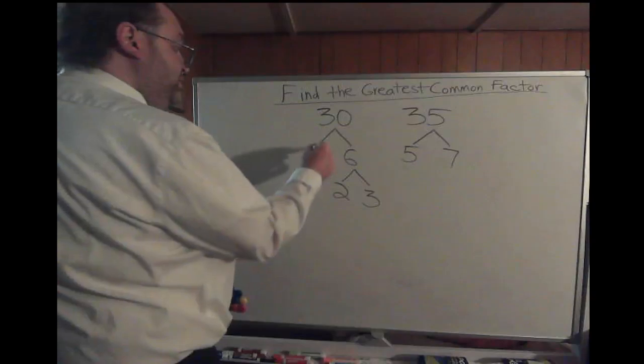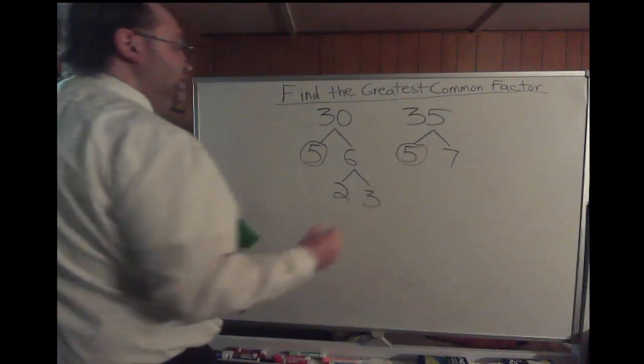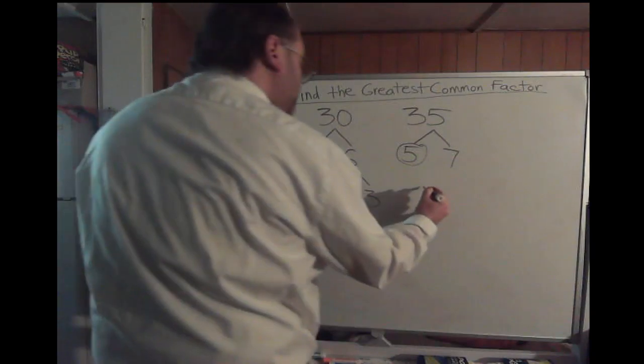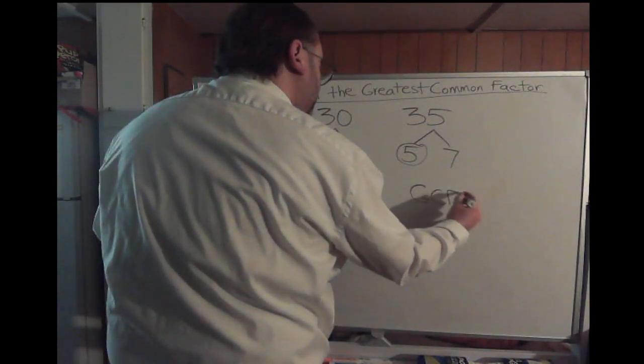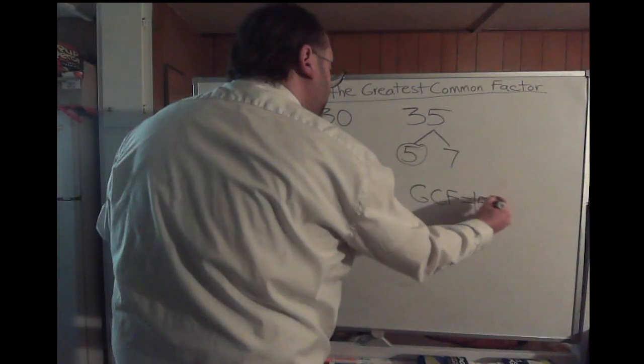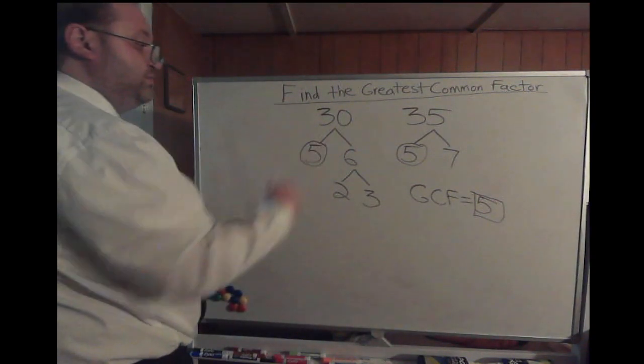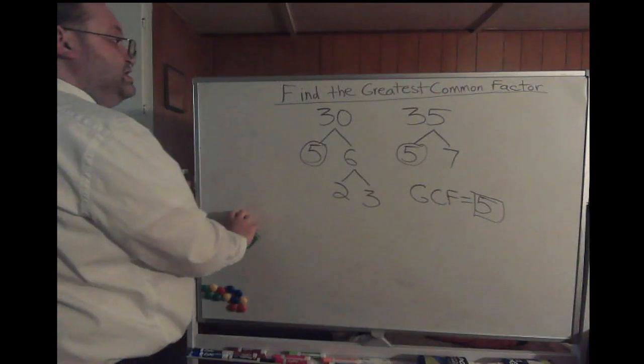So let's look for what both 30 and 35 have in common. It looks like the only thing they have in common is a 5. That's it. They only have a 5 in common. So the greatest common factor of 30 and 35 is going to be 5. That would be your answer. That's all the two of those numbers have in common, is 5.